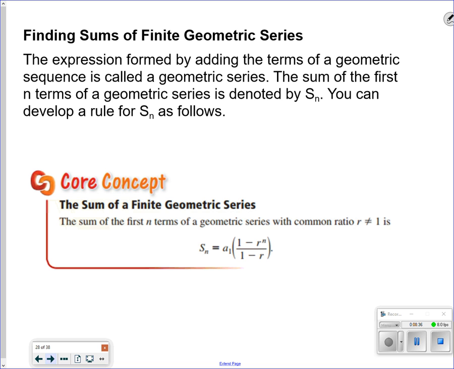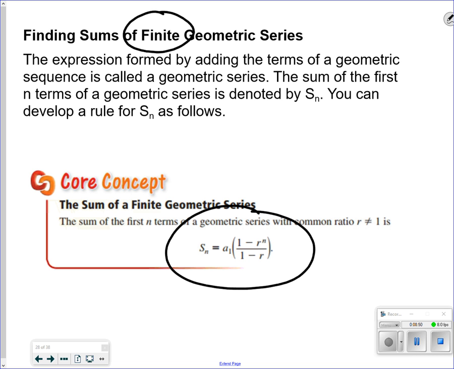Sum. So finding the sum of a finite, and we're going to talk about infinite geometric sequences later, but a finite geometric sequence, the expression formed by adding the terms in the geometric sequence is called a geometric series. So the formula for a geometric series gets a little bit more complicated than some of the other formulas we have, but you need to know a sub 1, you need to know r, or the common ratio, and you need to know n, the number of terms that we're talking about. So it's a sub 1 times parenthesis 1 minus r raised to the nth power, divided by 1 minus r.